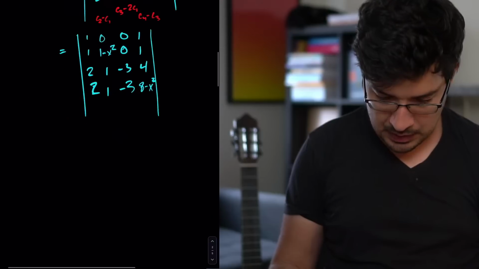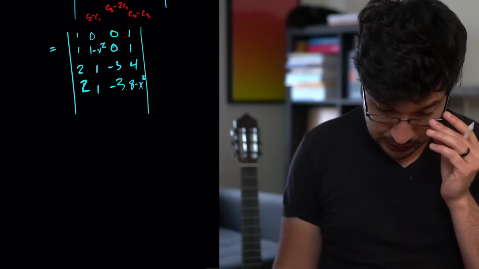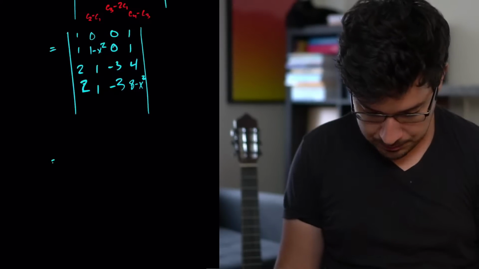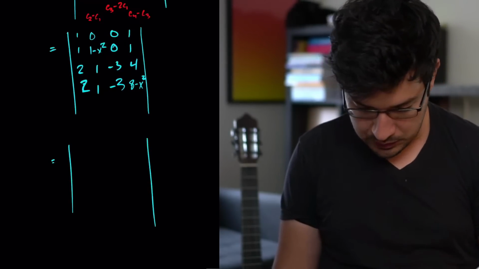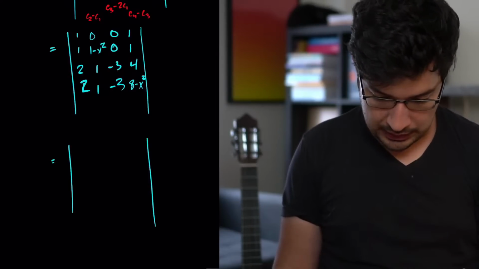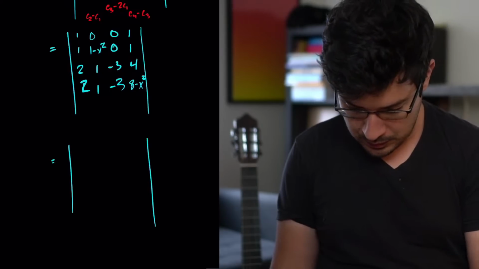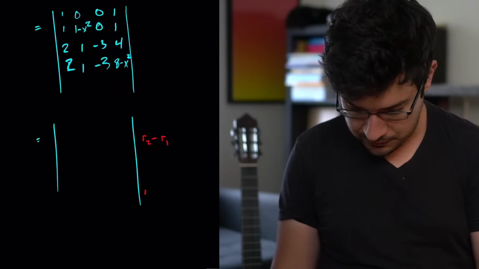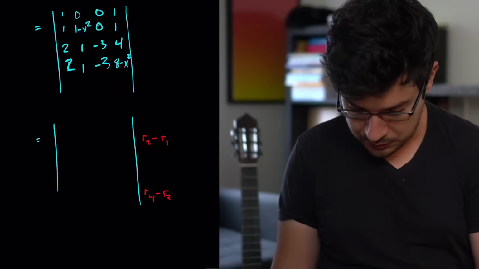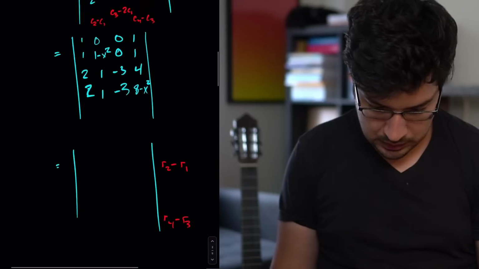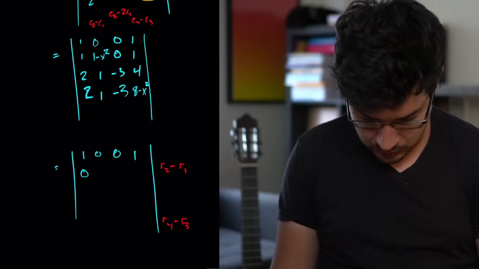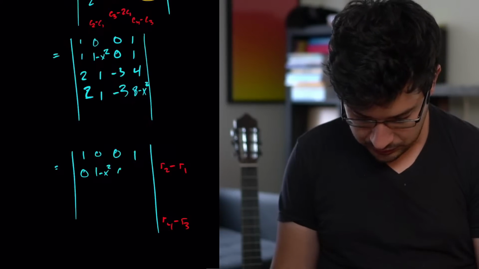Okay, you still with me? Now what can we do? We can also operate with rows as well. So I'm going to take the second row and do row 2 minus row 1, and I'm going to do row 4 minus row 3. That way we have 1, 0, 0, 1, 0, 1 minus x squared, 0, 0.